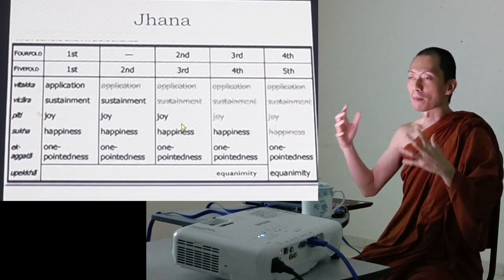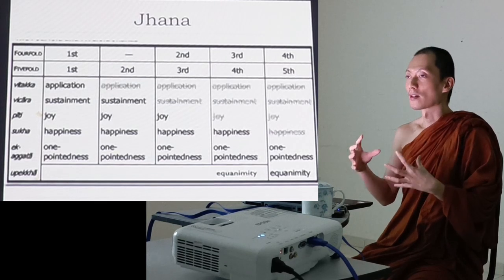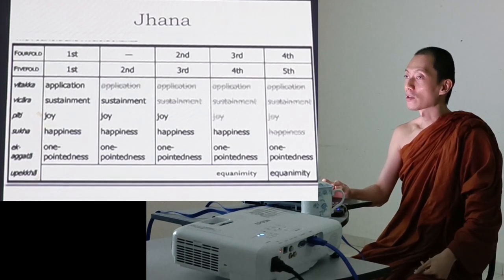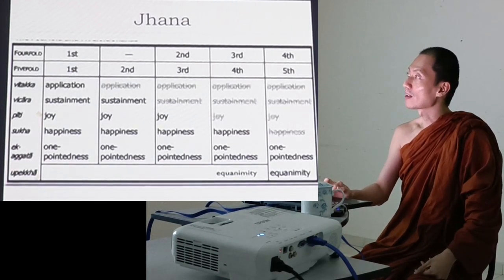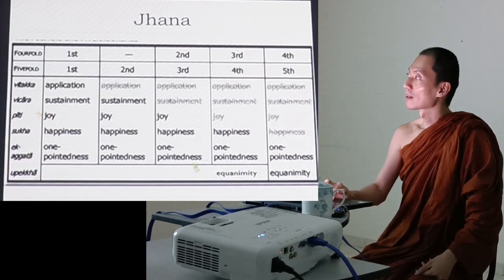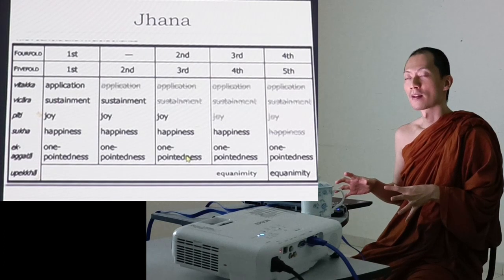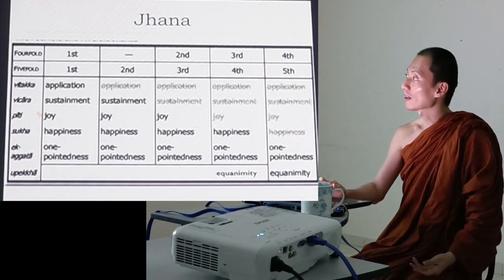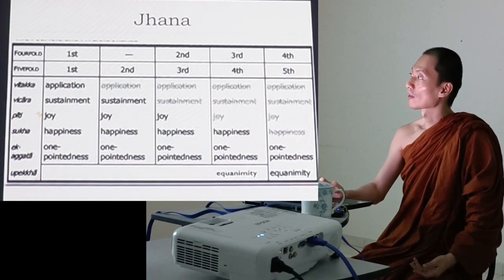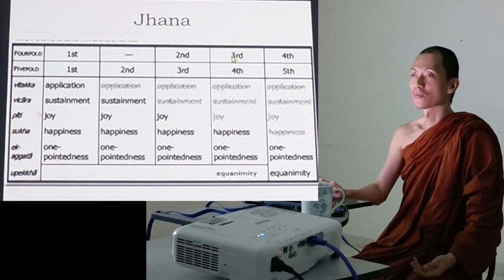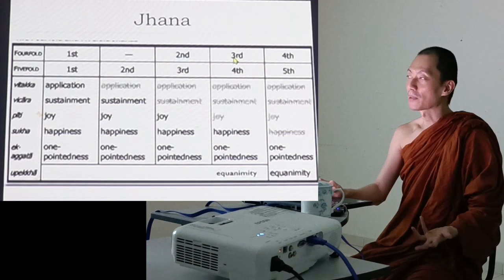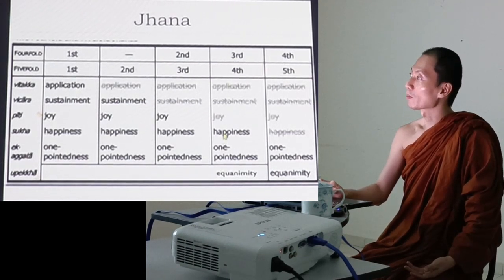And if you continue to be mindful again, continue to keep on reflecting, the mind will settle down and achieve this stability point again. This one-pointedness, the mind calm and stable. Then when you think you're ready, you can release again. When you release, you go to the third level. The third level has different symptoms. In the third level we have happiness and no more joy.